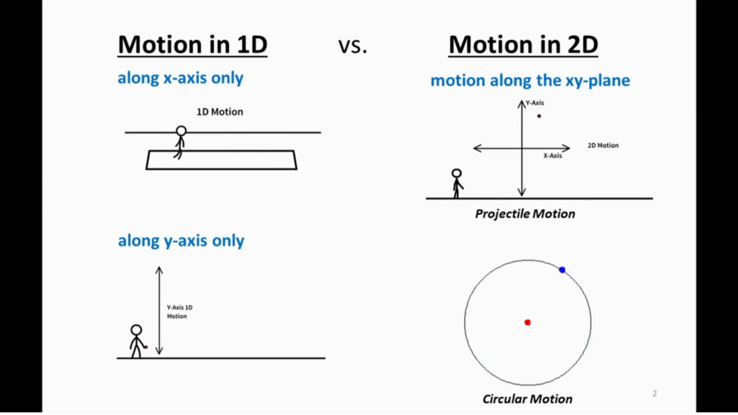So two-dimensional motion, on the other hand, is a combination of the motion along the x and y axis. In other words, motion in two dimensions is the motion along the xy plane. The simplest examples of 2D motion are the projectile motion, which is a 2D motion along the vertical xy plane, and the uniform circular motion, which is usually along a horizontal xy plane.